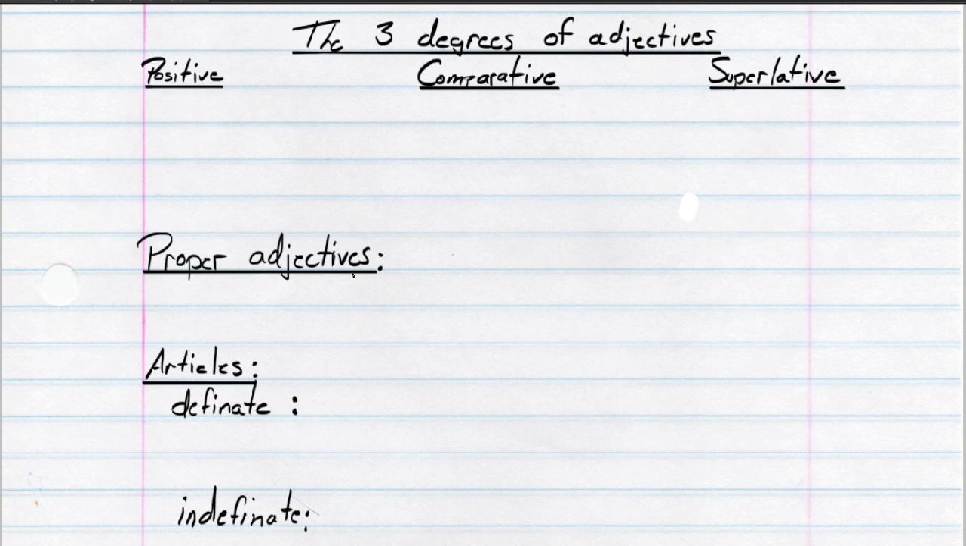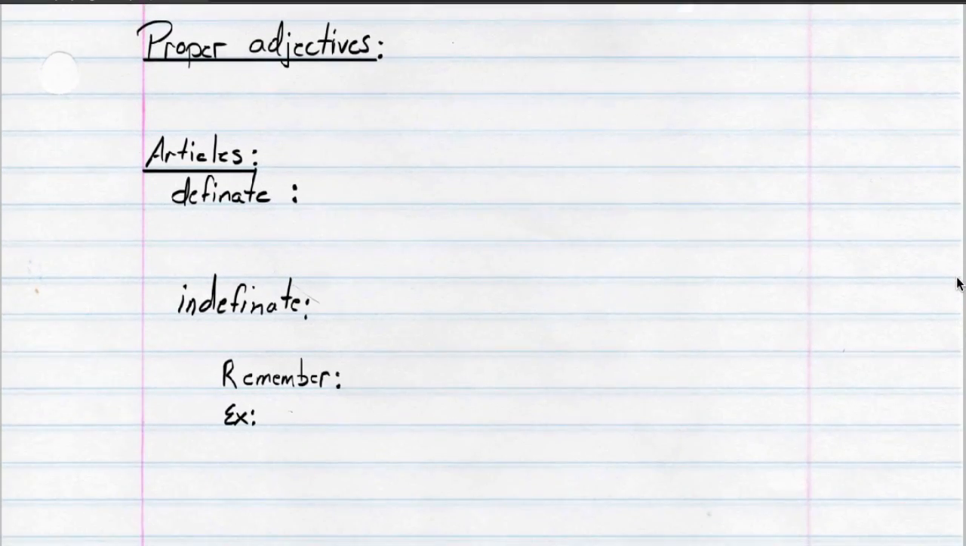And underneath proper adjectives, skip 2 lines, 1, 2, and on the 3rd line, put the word articles, A-R-T-I-C-L-E-S, articles, and a colon. Go ahead and underline it as well. While you're doing that, I'm going to move my notes again, leaving the last note at the top of the page.